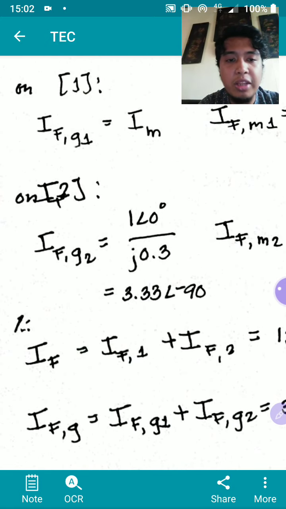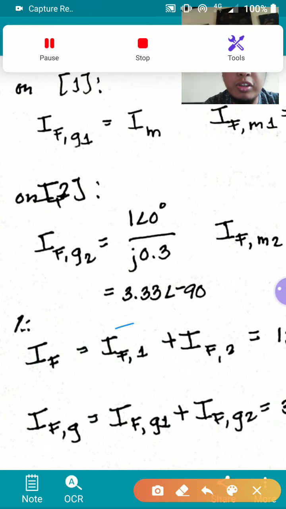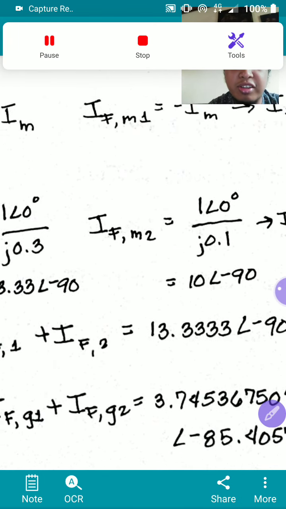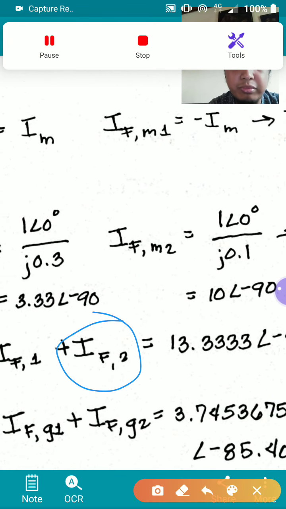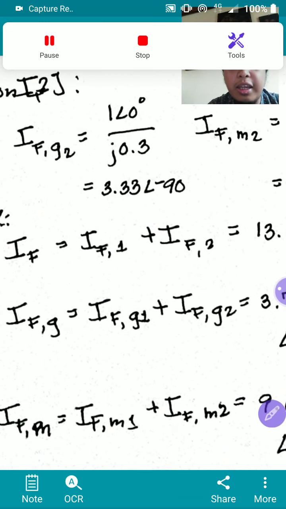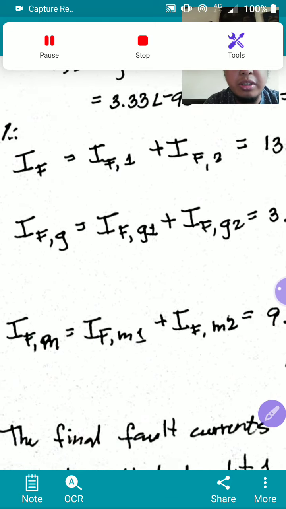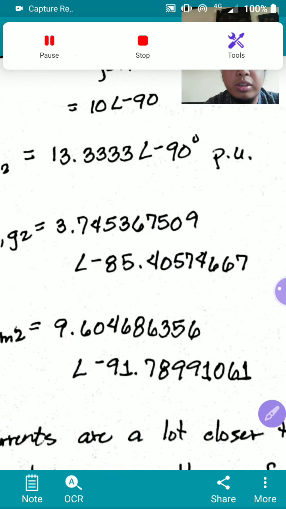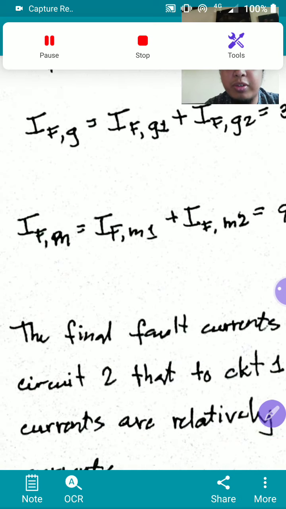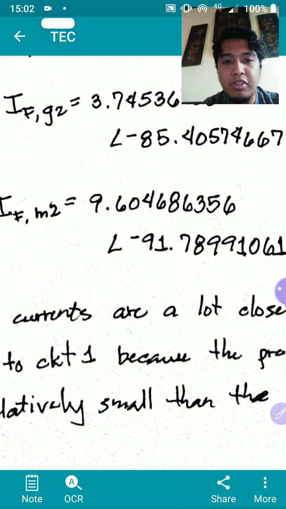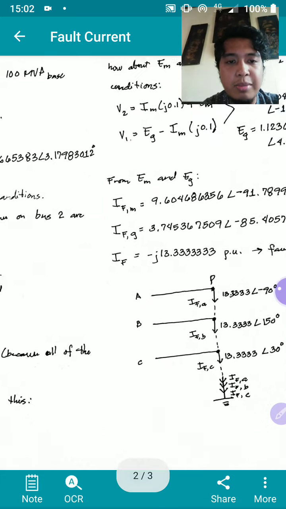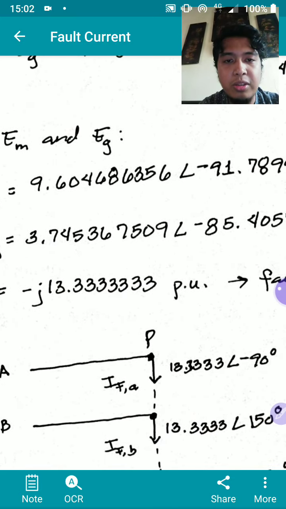So the total fault current is just fault current from 1 plus fault current from 2. Again, this is 0, so it's basically just fault current from 2. Okay, and then from the generator, it's fault current from 1 plus fault current from 2. It's 3.74 for the generator. For the motor, it's 9.60. Angle negative 91 for motor, angle negative 85 for generator. So it's basically the same as this one. This is generator, this is your motor.